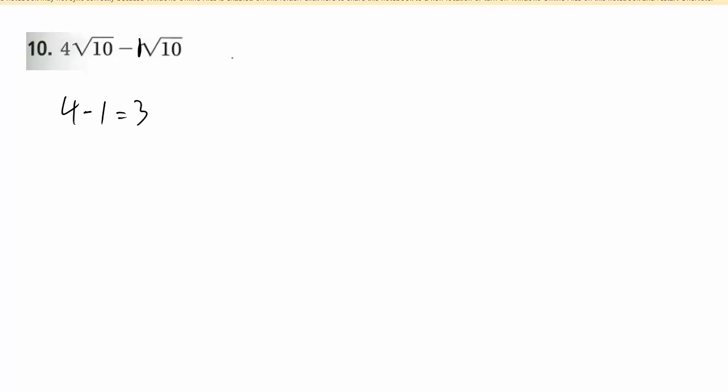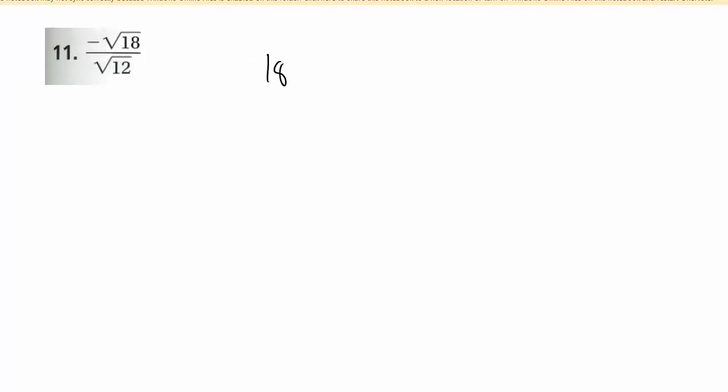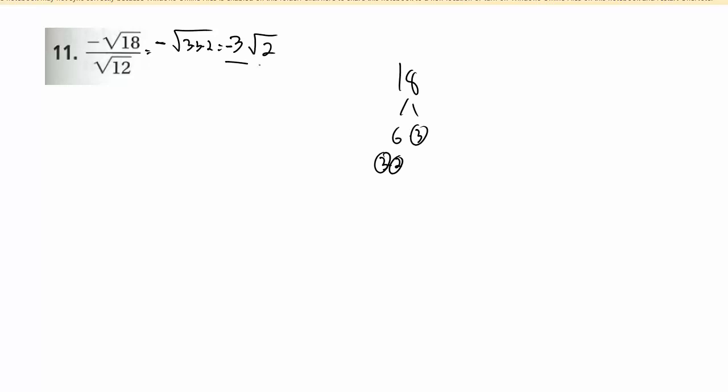For number 10, all we're doing, we have like terms. Think of this as 4 potatoes minus 1 potato gives you 3 potatoes, and the square root of 10 can't be reduced. For number 11, we have 18, which is something that can be reduced, so I'm going to prime factor to reduce that. The same thing with 12. 12 is a pretty big number and it can be reduced.